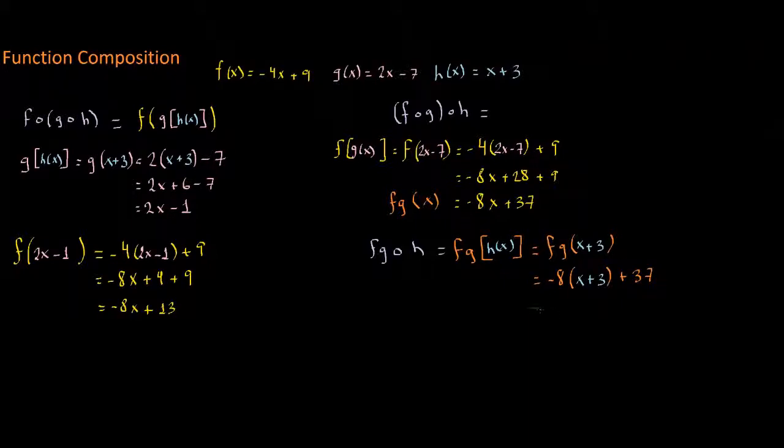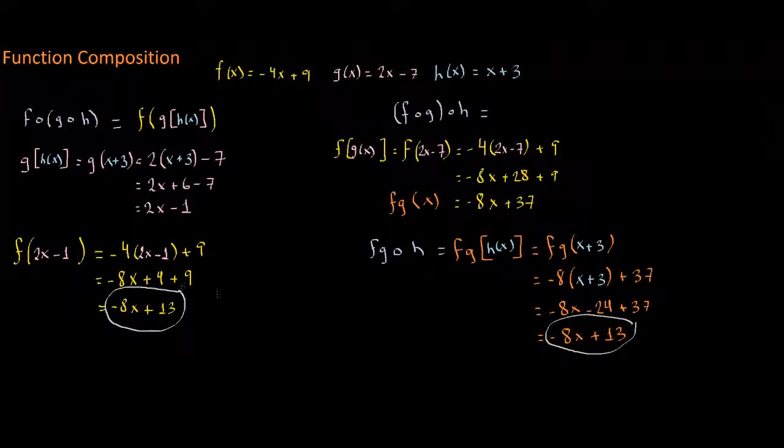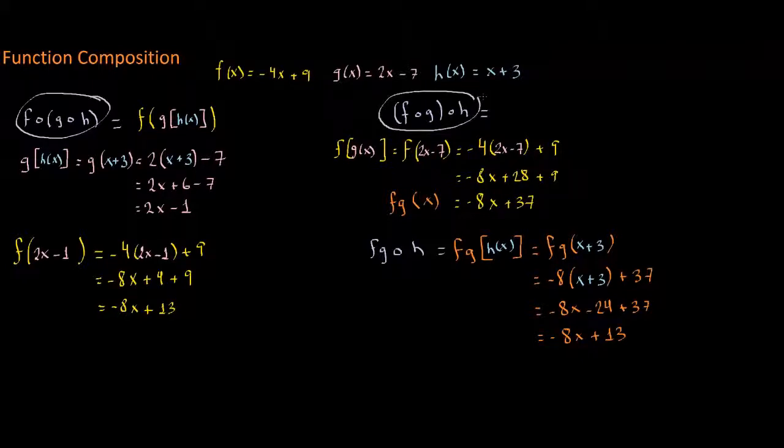Now I'm going to solve this out here. It will be negative 8 times x minus 24 plus 37. And we get here that it is negative 8 times x plus 13. And, well, surprisingly or not, this statement here is just the same as the result we got from the past exercise here. What is it to say that this statement here is just the same as this one here?